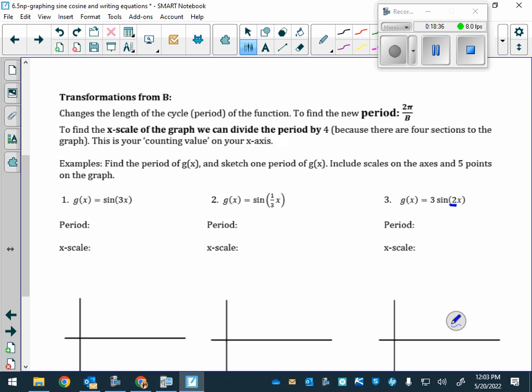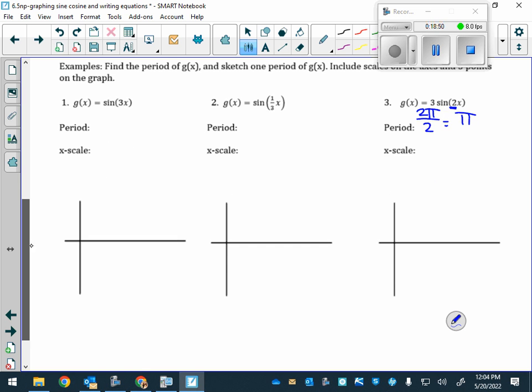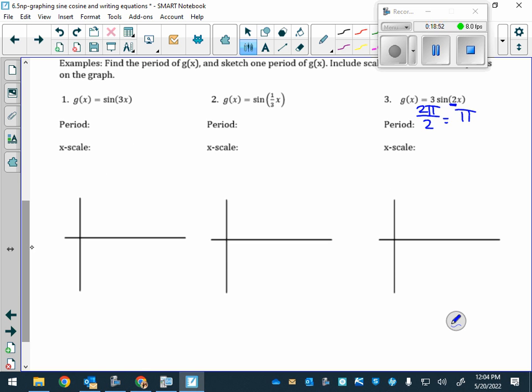So in order to find the new period, we do 2 pi divided by this b value. So that's 2 pi divided by 2, which is pi. So one complete rotation is going to happen in pi units, okay? One complete rotation is going to happen in pi units, which means we're used to 2 pi, so it's now cut in what? Half, right? One full rotation has to happen in half the time.